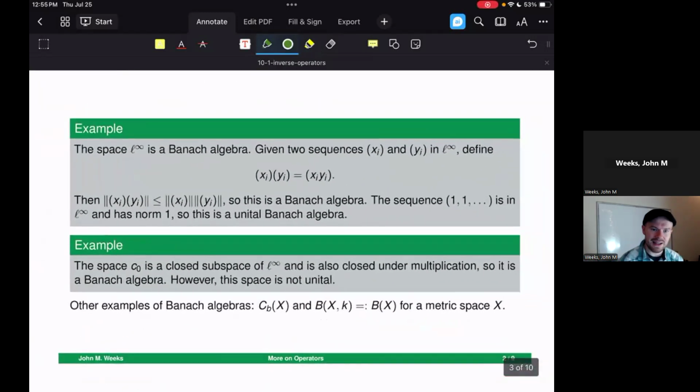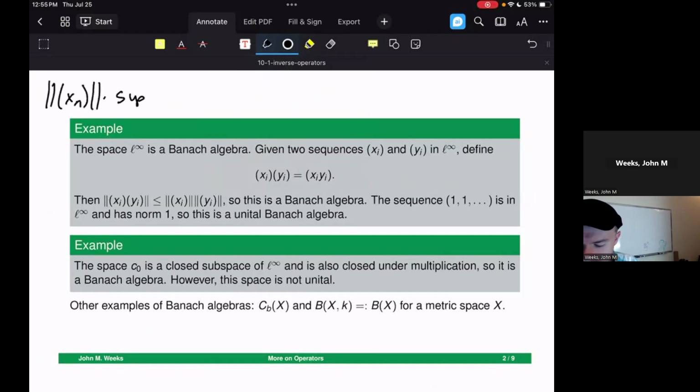Let's take a look at the space little L infinity, for example. This is a Banach algebra as well. The space little L infinity, recall, is the space of all bounded sequences of real numbers, and we give it the norm, which is given by the L infinity norm of a specific sequence x of n, defined to be the supremum of the absolute values of each of these x of n. So it is basically telling us the least upper bound that you could define for the sequence you're working with. That should always exist because little L infinity is defined as the space of bounded sequences.